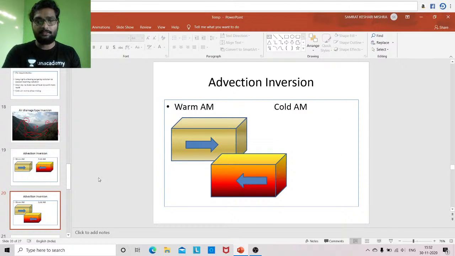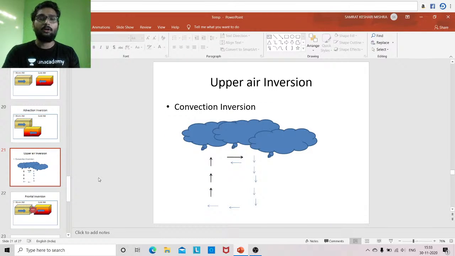Here in the figure, the cold air mass is below and the warm air mass is above the cold one. The next is the upper air inversion. This phenomenon is related to convection. In convection we see that there is up and down movement of the air.